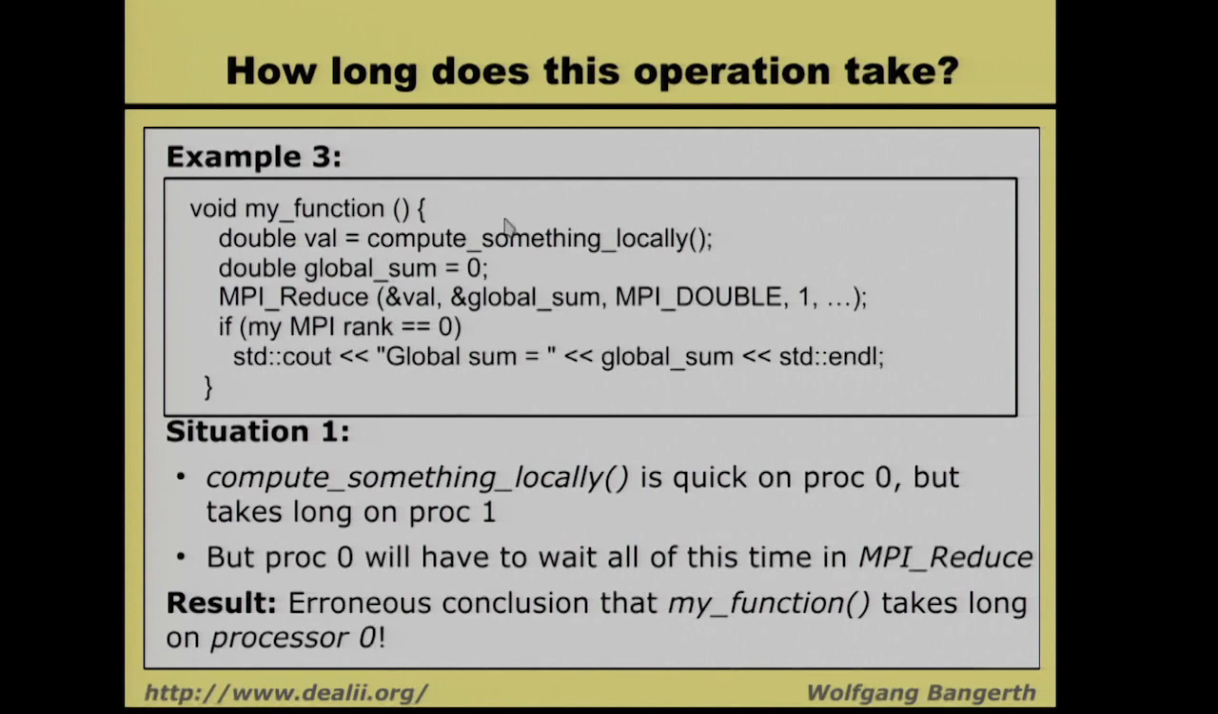If this computes something locally, is quick on processor 0 but takes long on processor 1, then processor 0 will immediately jump over this here and will go into MPI reduce, and then it's going to hang for a very long time in MPI reduce until processor 1 actually participates in the MPI reduce. Okay? So you would erroneously have to conclude that my function takes long because compute something locally might have taken long on processor 0, when in reality all we did was wait for processor 1 for the MPI reduce.